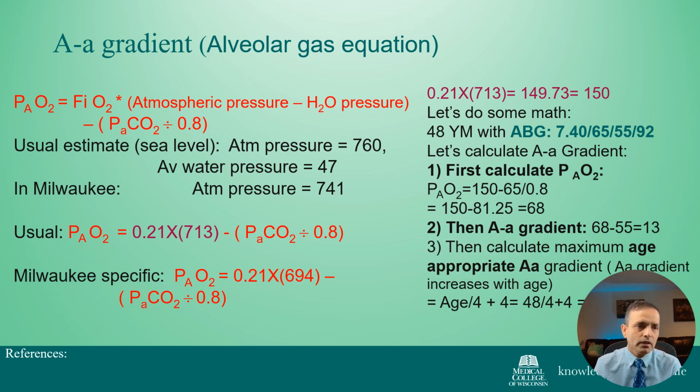What is the normal age-appropriate AA gradient, which is age divided by 4 plus 4. In our case, the patient is 48 years old, so 12 plus 4 is going to be 16 is the normal AA gradient, and our patient has an AA gradient of 30. So this is how you calculate AA gradient.